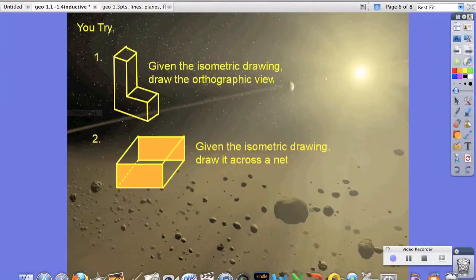Okay, now it's your turn. Try solving these 2 problems and writing them in your notes. Problem number 1 says, given this isometric drawing, draw the orthographic view. For number 2, you're going to take this rectangular prism, which is an isometric drawing, and draw it across a net. So for number 2, you're going to do that just like our most recent example, and for number 1, you're going to do an orthographic drawing.